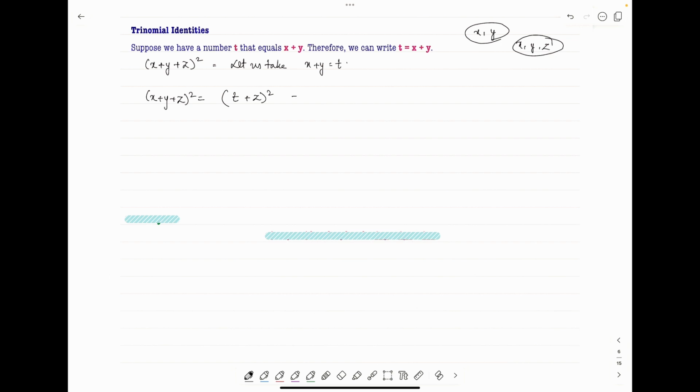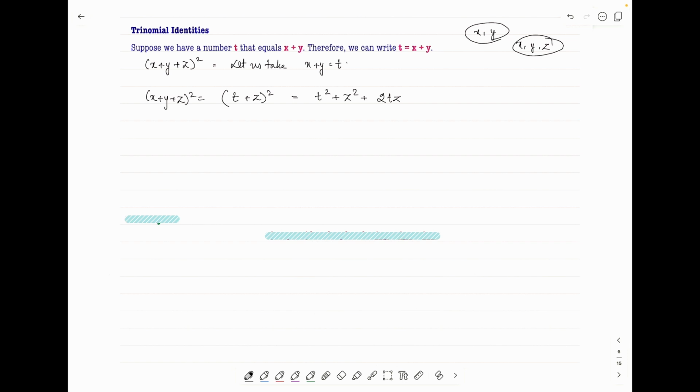And t plus z whole square we know, that is t square plus z square plus 2tz. This is like a plus b whole square equals a square plus b square plus 2ab. So instead of x plus y I wrote the number t. So t plus z whole square is t square plus z square plus 2tz.